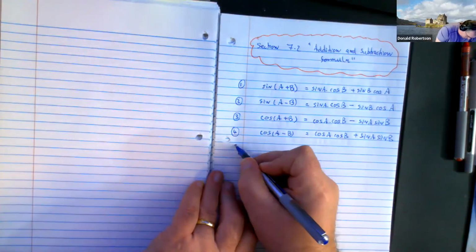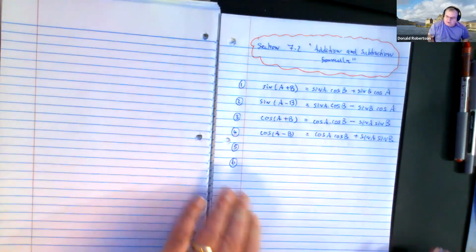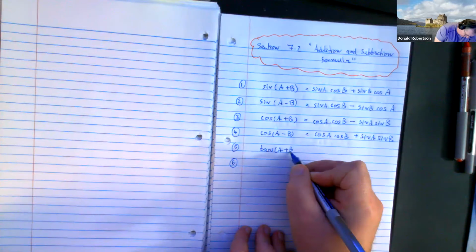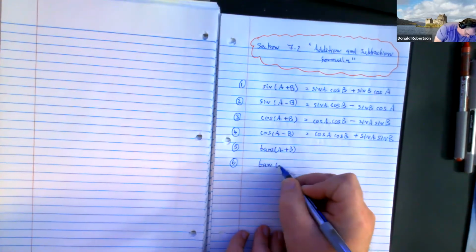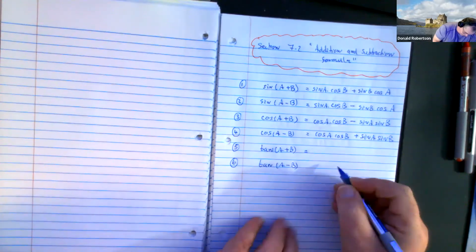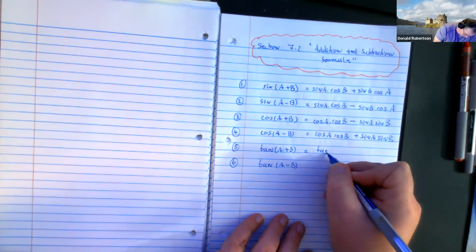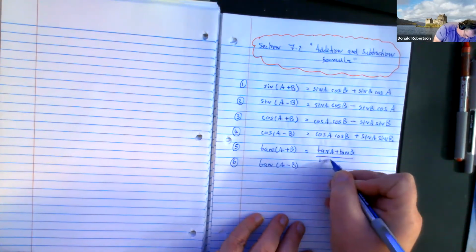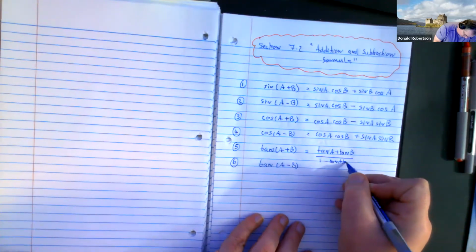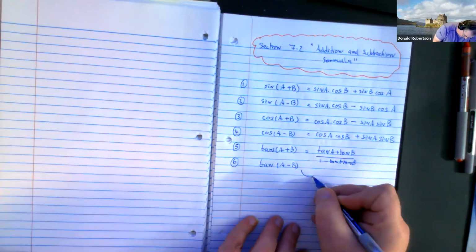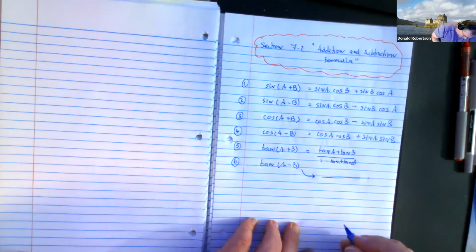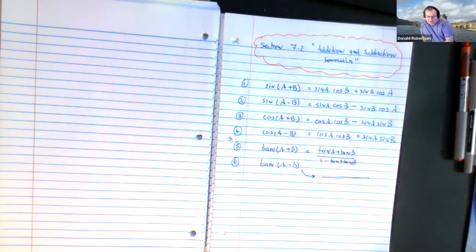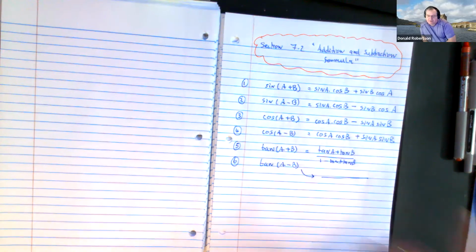I promised you, well, I didn't know if I mentioned 6, but there are 6 of them. And so we have the tan of A plus B, and we have the tan of A take away B. And this guy is the tan of A plus the tan of B over 1 take away tan of A tan of B. I didn't need enough room for this one, so I moved it down a little bit. What do you think the formula for tan of A minus B is going to be using this as your template?